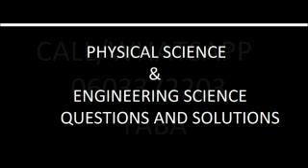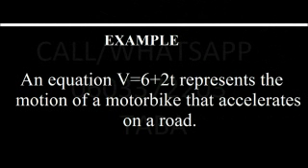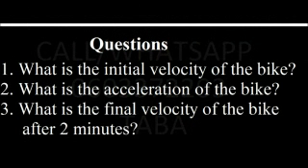Alright, thank you again. Without wasting any time, let's go to an example that is based on motions in physical science or engineering science. As you can see on the screen, we have an equation, v equals 6 plus 2t, which represents the motion of a motorbike that accelerates on the road.